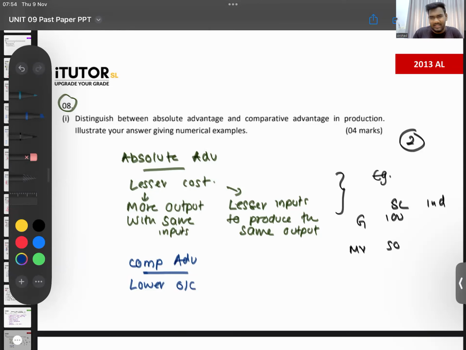So here also, there are no approaches to distinguish between. Example of producing one unit using labor hours? Yes. Even labor hours, no problem.